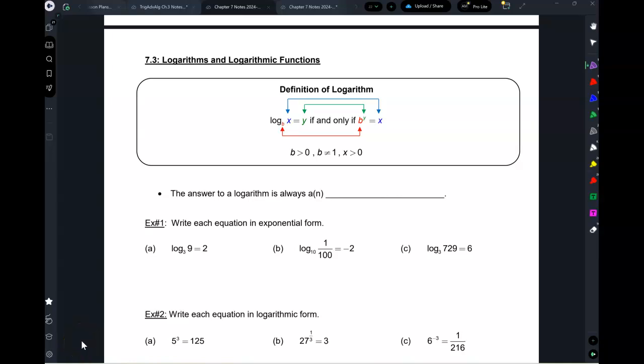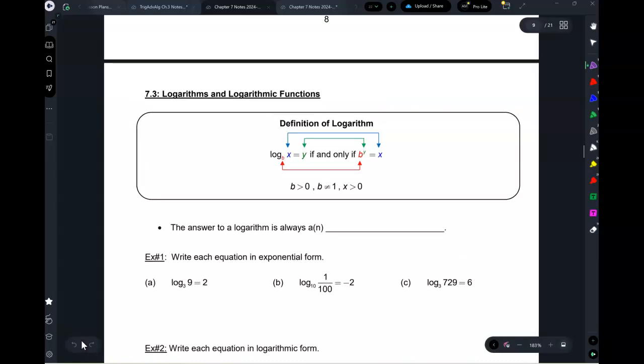Hey guys, today we are going to cover 7.3 and 7.4. They are actually not very long, so they can easily be combined. Okay, in 7.3, we're going to talk about logarithms. So far in this chapter, we've been talking about exponents and exponential equations. Okay, so let's talk about powers.